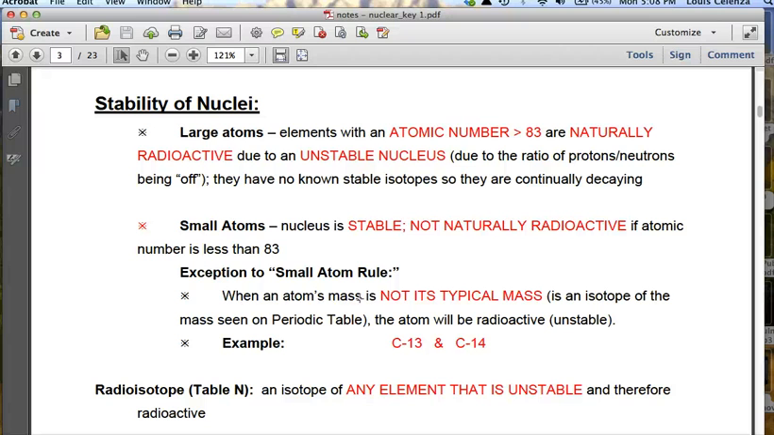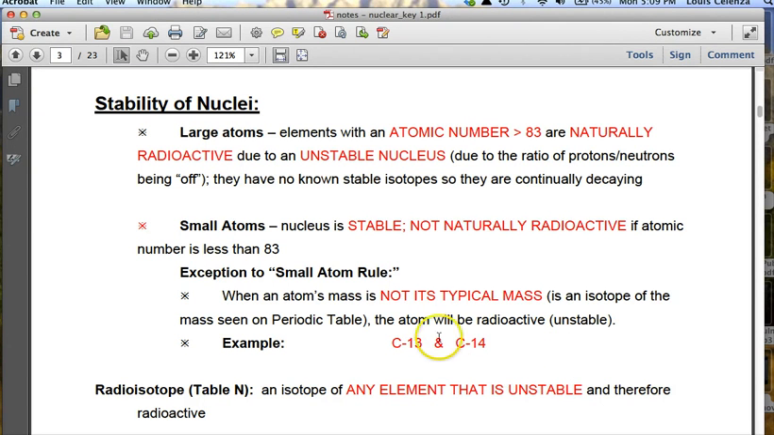Let's break that down into a couple of different things. Well, what about if we're looking at small atoms? If the atomic number is less than 83, the nucleus is generally going to be stable, meaning that they are not radioactive. Here's the exception to this rule. When you're looking at small atoms, in other words, atoms with atomic numbers less than 83, if the mass that is given is not the mass that's on the periodic table, there's a good chance that atom is going to be radioactive or unstable.